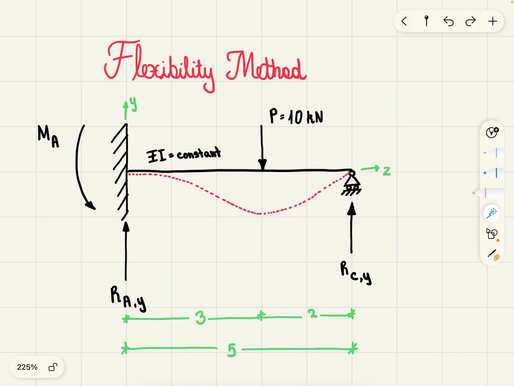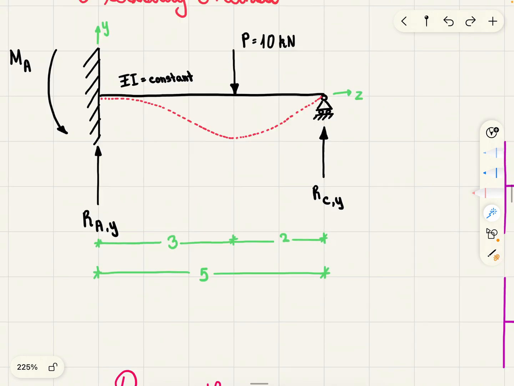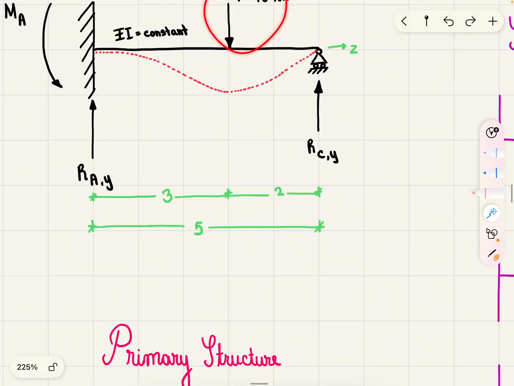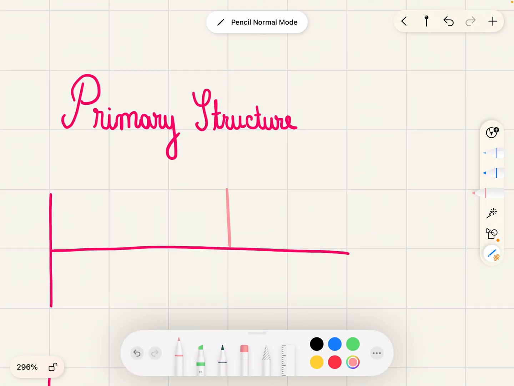And then we draw bending moment diagrams for these and bending moment diagrams for the ones with virtual displacement, apply some formulas and find delta C. So let's draw the primary structure due to this point load. So we have a point load of 20 kilonewtons acting here. So the primary structure is going to look something like this.